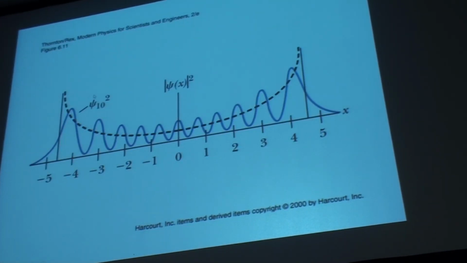And here, this is psi10 squared. And so we see here that this is starting to follow more the path of the U function, in which it has a higher probability of being found out near the edges and a minimum probability of being found near this middle point.